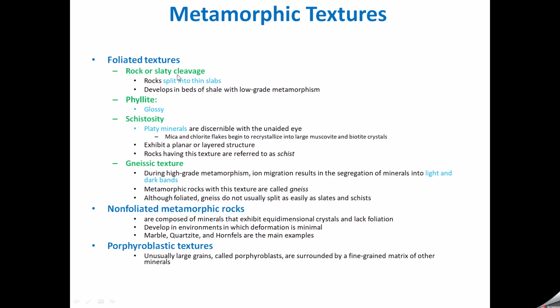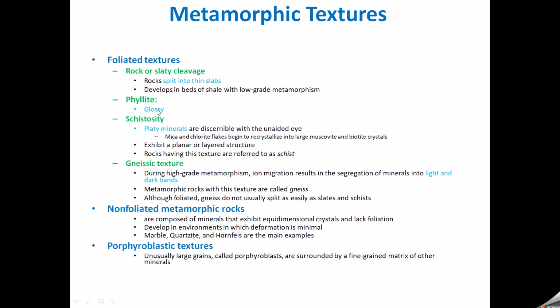Okay, metamorphic textures. We have foliated and non-foliated. Foliated examples: slate is low grade. Phyllite and schist are intermediate, and then high grade is gneiss, the highest grade. Okay, what's slate? Slate looks exactly like shale, the parent rock, split into thin slabs. It develops in bands of shale with low grade of metamorphism.